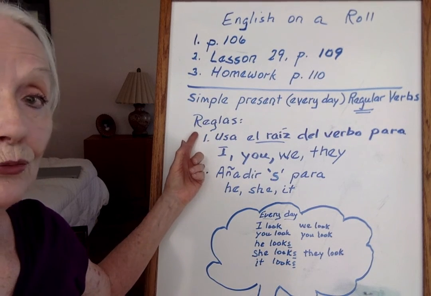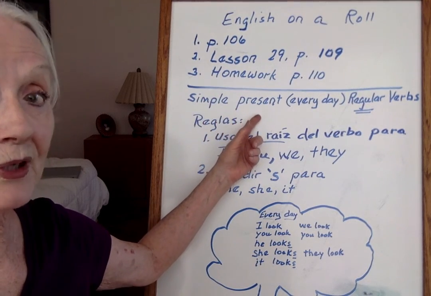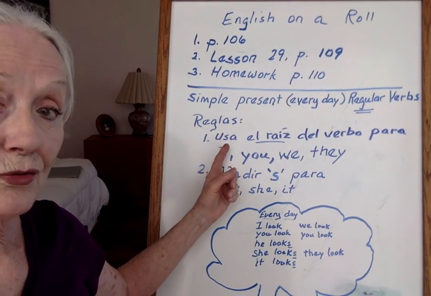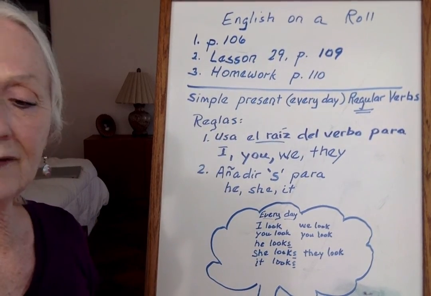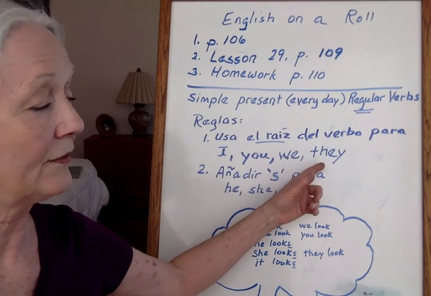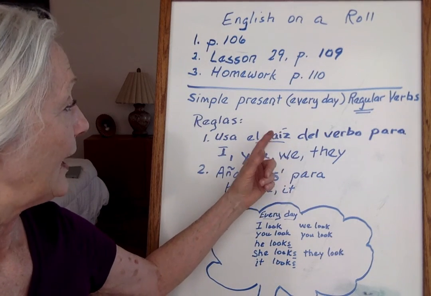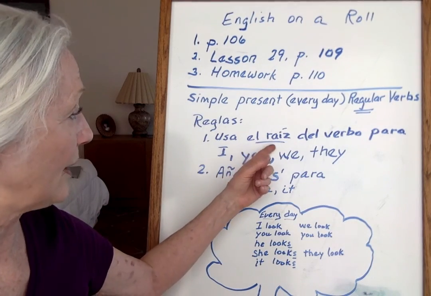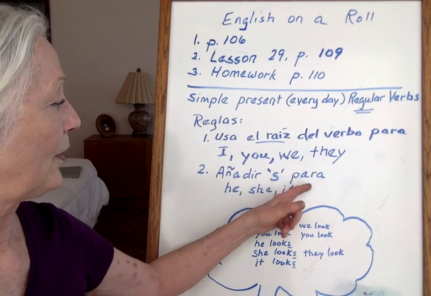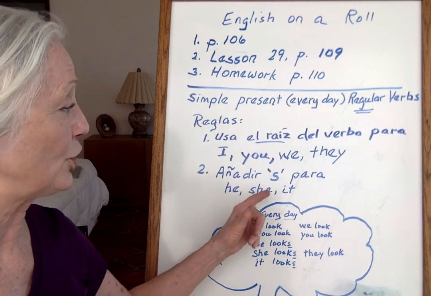Let's look at the rules, reglas, las reglas, for the simple present, el presente simple. All right, first of all, you want to usa el raíz del verbo para I, you, we, and they. So that's what we want. And the raíz, you'll see in a minute. And then number 2, añadir ese para he, she, it.